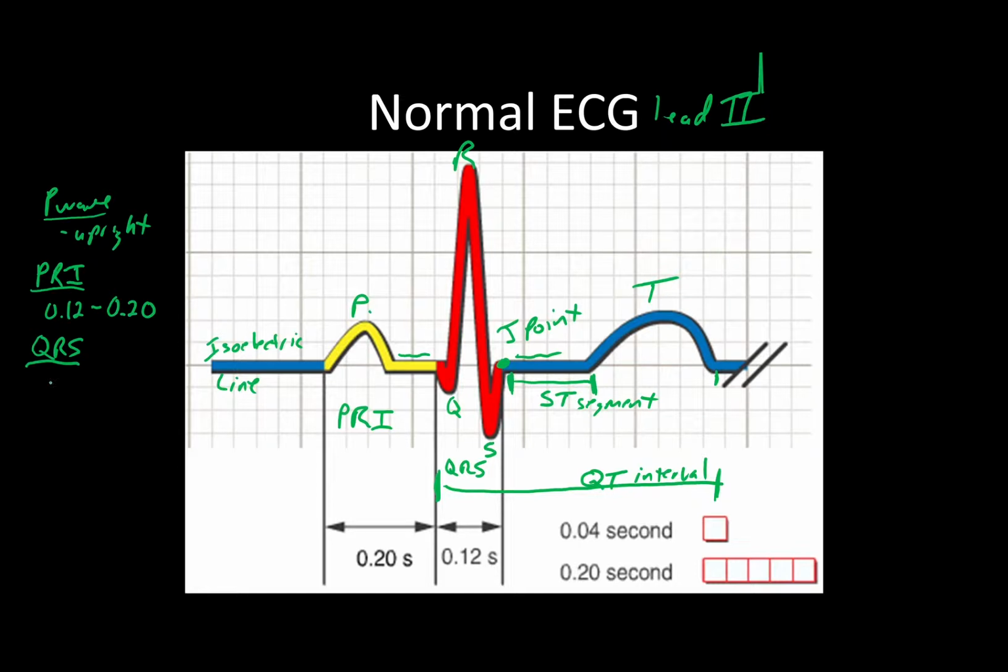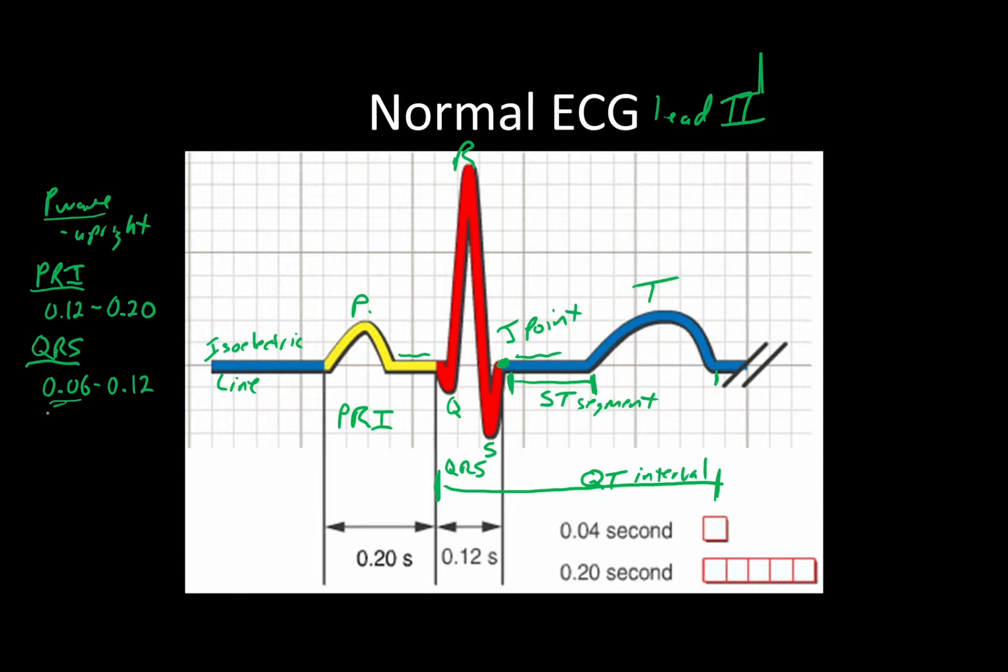Your QRS should be between 0.06 and 0.12. I want to make note that it's physically impossible in adults to have a QRS that is less than 0.06. Just the physicality is not there. So if it looks any smaller than that, it's probably not, and it's just the way the lines are laid out that it's difficult to measure. But assume 0.06 to 0.12. Anything longer than that, and you've got a specific type of arrhythmia going on.